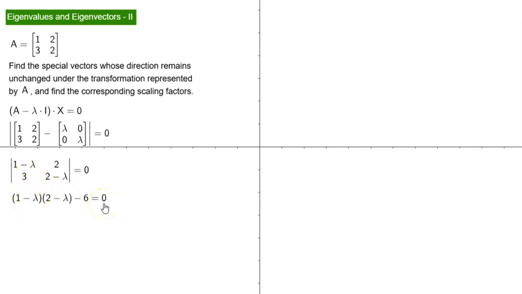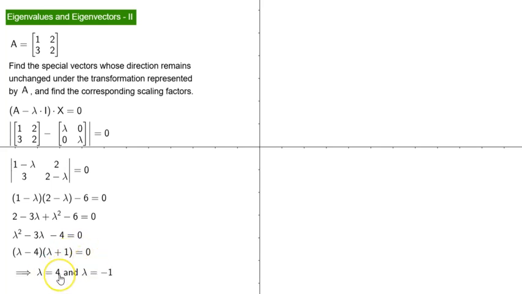Now, evaluate the determinant. (1 minus lambda) times (2 minus lambda) minus 3 times 2, that is 6, equal to 0. Simplified, we get lambda squared minus 3 lambda minus 4 equal to 0, which is a quadratic, or more generally a polynomial, called the characteristic polynomial. Now we solve for lambda. We get lambda equal to 4 and lambda equal to minus 1. So these are the eigenvalues.